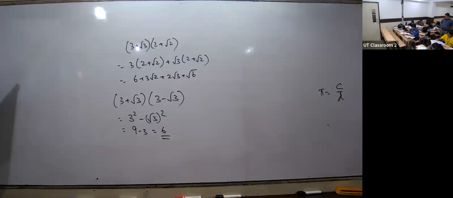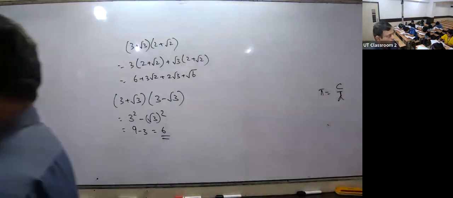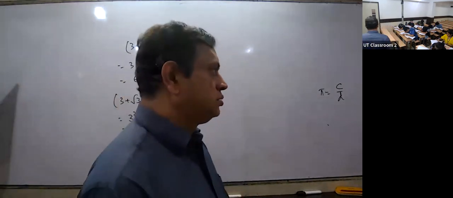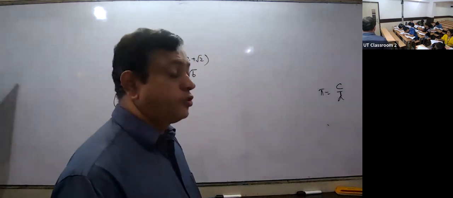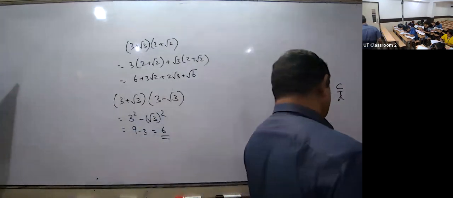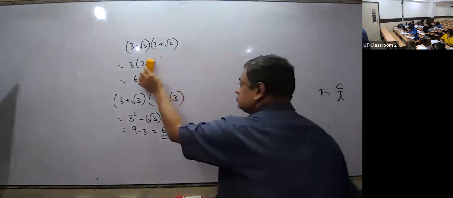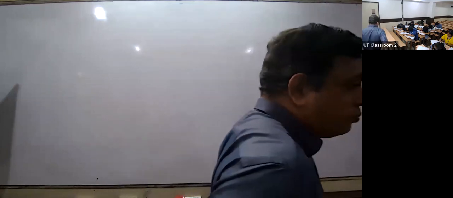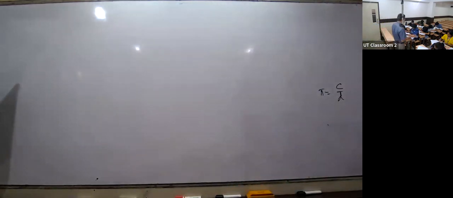Next line, that is C by D is an approximate value only. Written, therefore pi is an irrational number. This much is enough to write, okay? Main thing is we cannot measure the length of C. That much is written. Okay, next one.